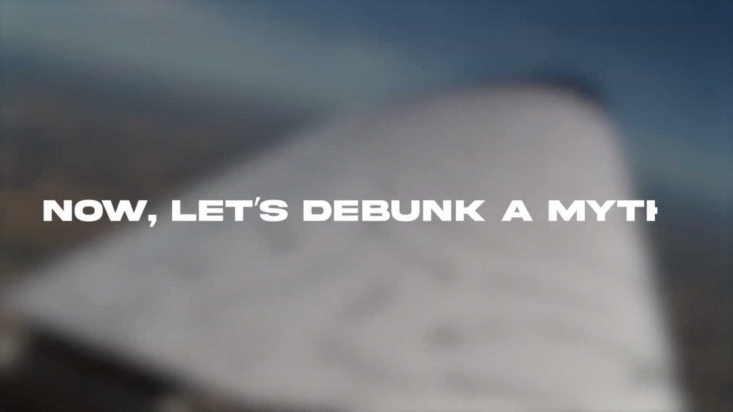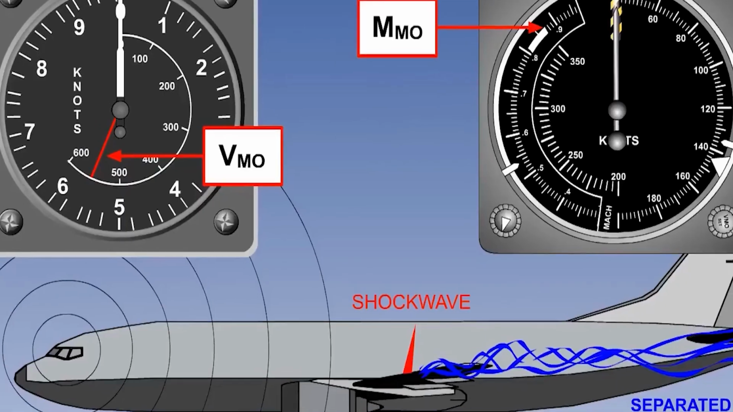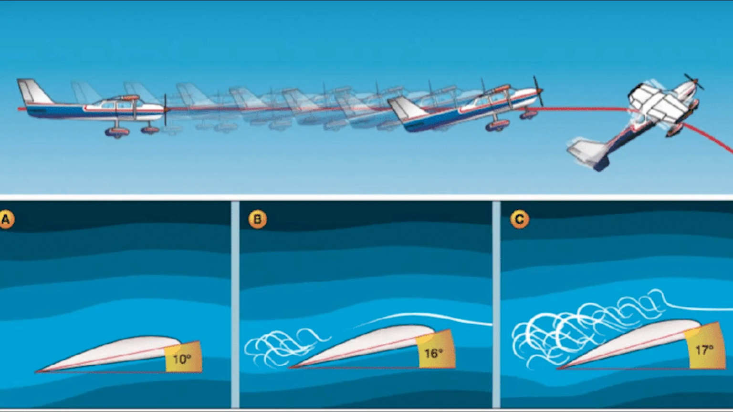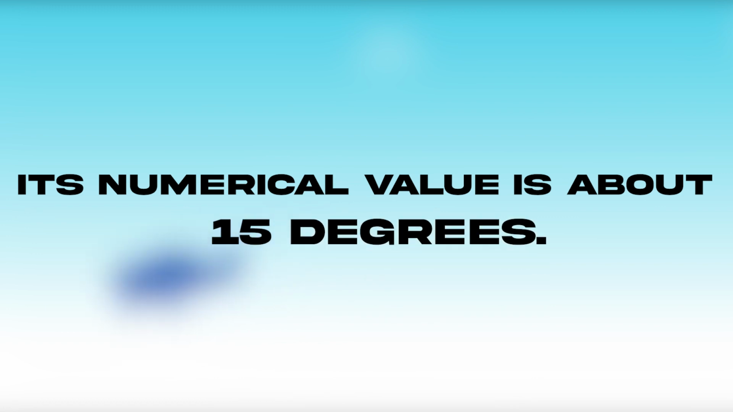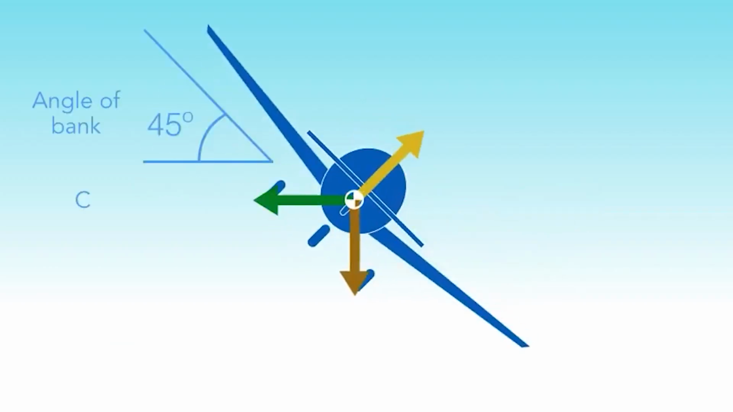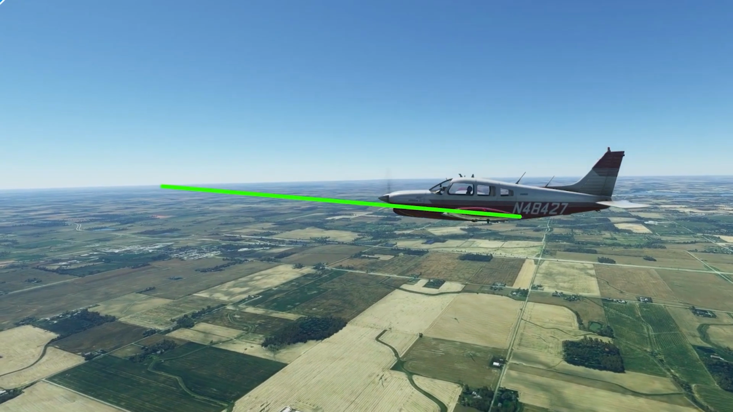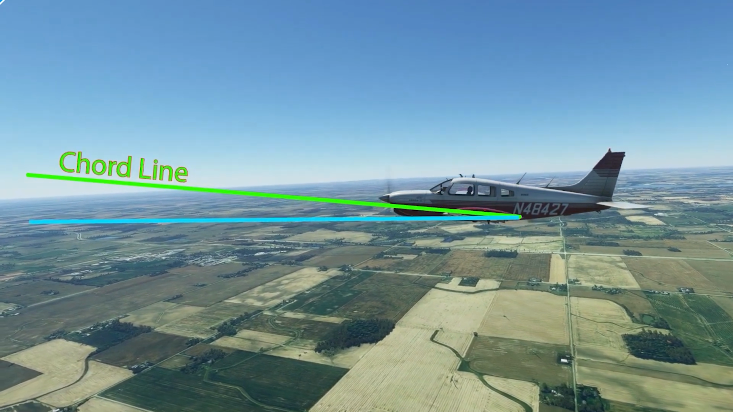Now, let's debunk a myth. A stall is not caused by high speeds or high altitudes. The angle at or beyond which a stall occurs is known as the critical angle of attack. Its numeric value is about 15 degrees, and it is also the only thing that can cause a stall. Therefore, a stall is a problem or complication of the angle of attack.